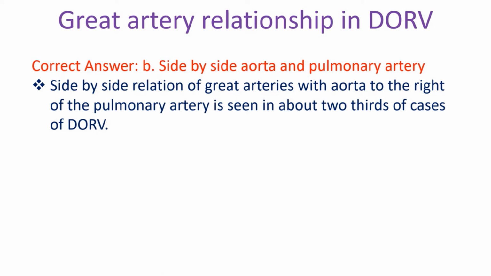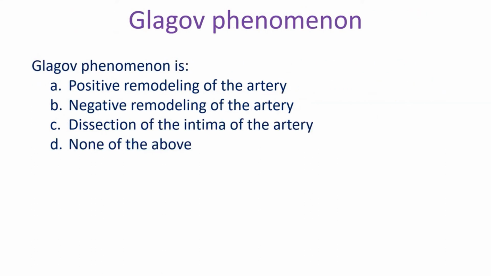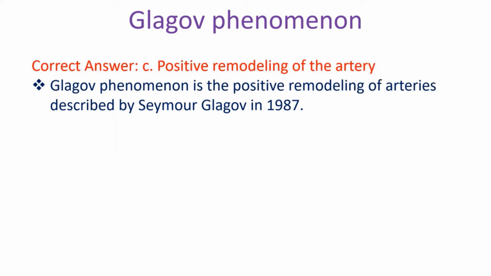Glagov phenomenon is A. Positive remodeling of the artery, B. Negative remodeling of the artery, C. Dissection of the intima of the artery, D. None of the above. Correct answer A. Positive remodeling of the artery. Glagov phenomenon is the positive remodeling of the arteries described by Seymour Glagov in 1987.